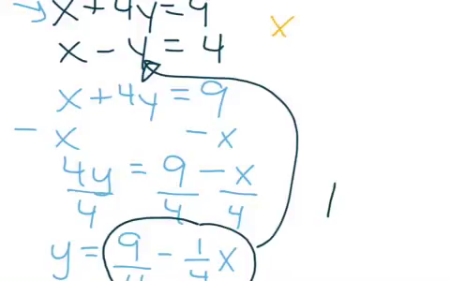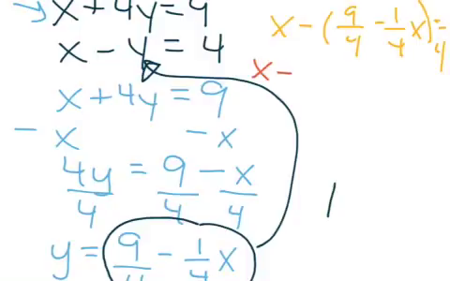So now I have x minus the quantity of 9 over 4 minus 1 over 4x, and that needs to equal, I ran out of space, but it needs to equal 4. So it's a little yucky, but we can deal with it. So we've got x minus 9/4. I've got to carry this negative through, and negative times a negative is a positive.